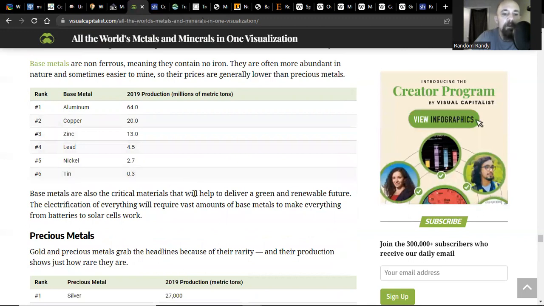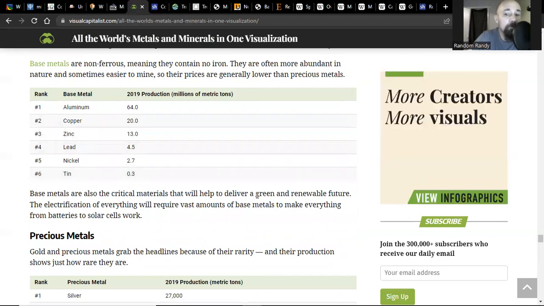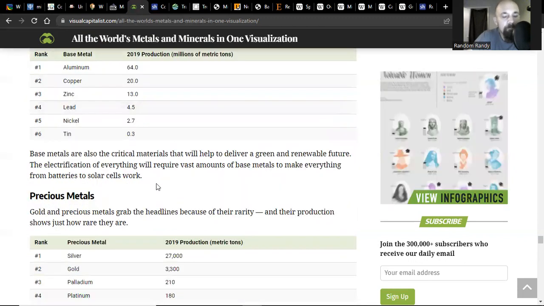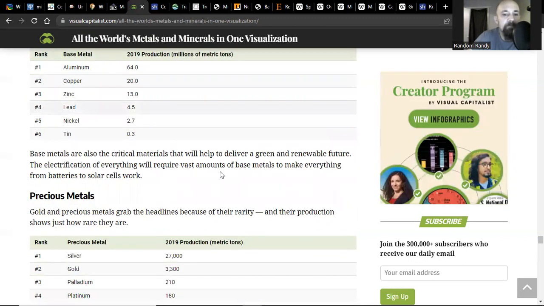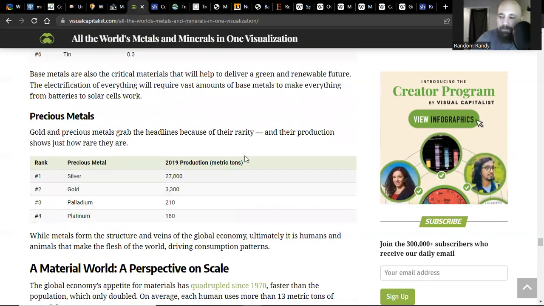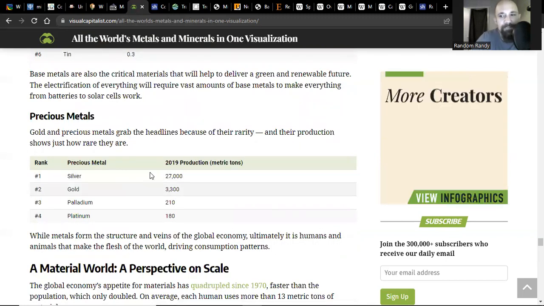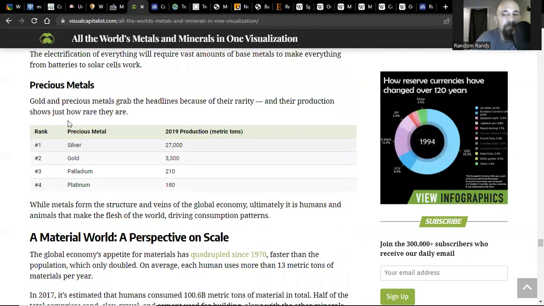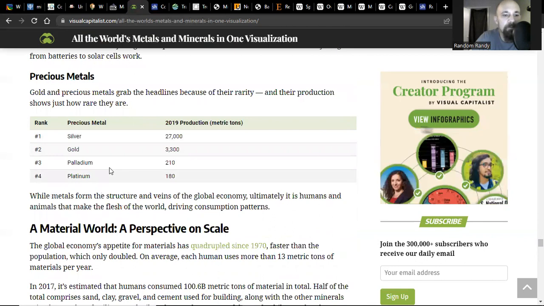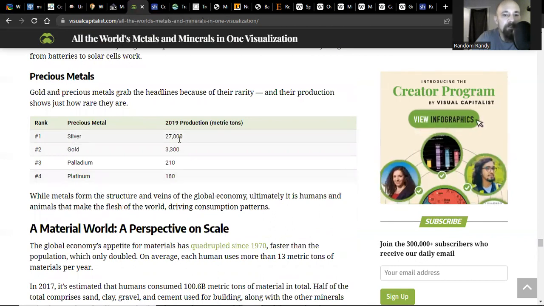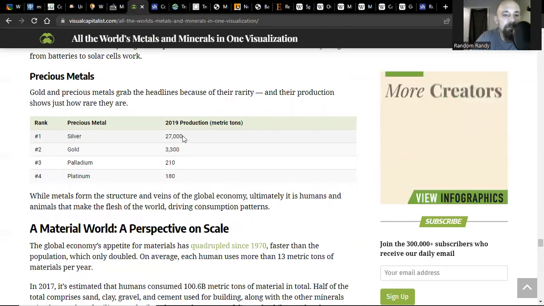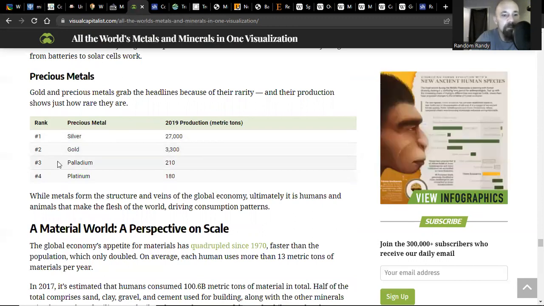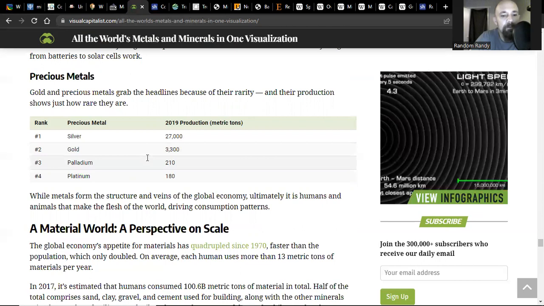Critical materials. Of course, they got to point out that they deliver a green and renewable future. Okay. Now, through this vast cycle of mining, renewable is an interesting term. Okay. Because it's as it seems, and I'll point out here in a minute, all of this is semi-renewable. Okay. Silver, 27,000 metric tons in 2019. Gold, 3,300 metric tons. Okay.